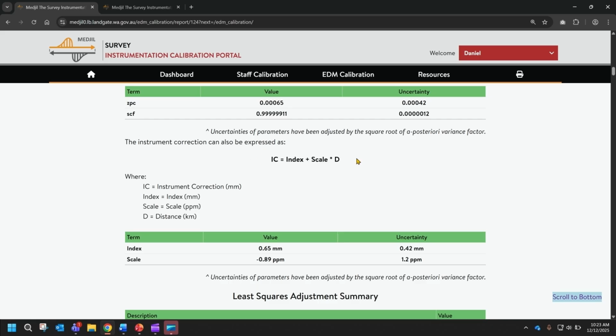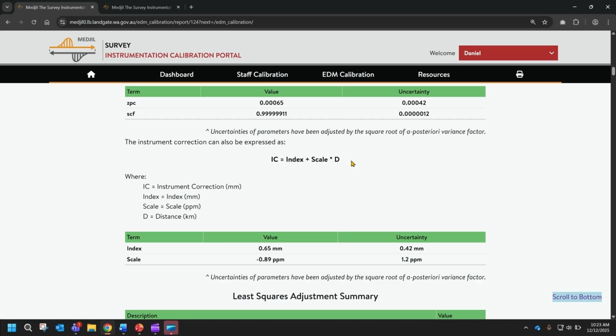That is probably a bit more familiar to you as the surveyor. So index in millimeters, scale in parts per million. So if all that's confusing, don't worry. Just come and find this equation with the index and scale, and we'll use it when assessing and or applying your instrument corrections.